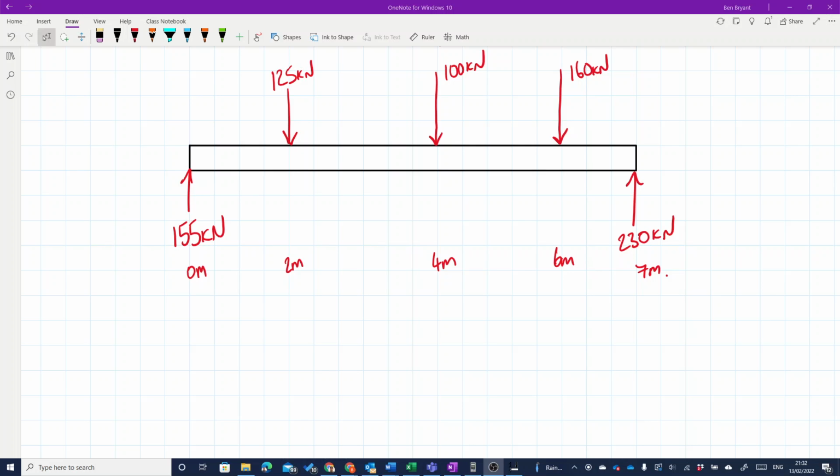Hello, this is a tutorial on how to create a shear force diagram from a simply supported beam, fully solved, to work out reaction forces and positive pin forces.